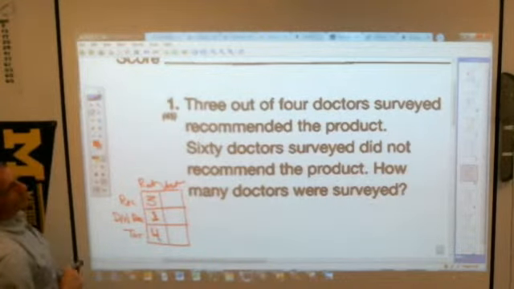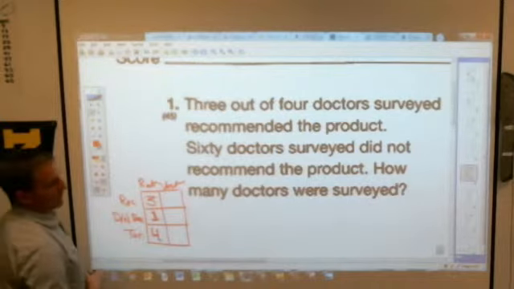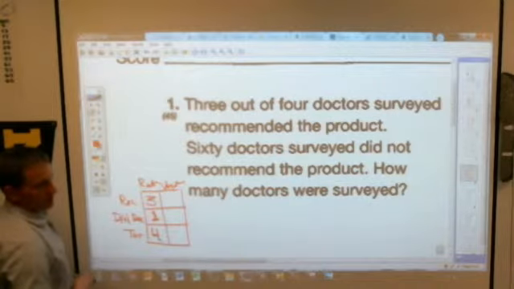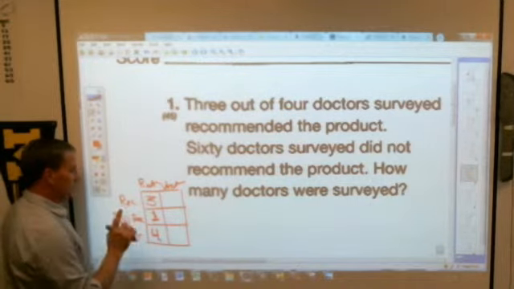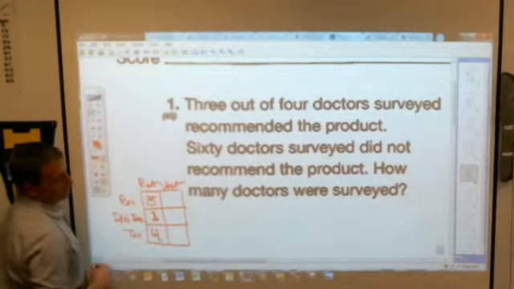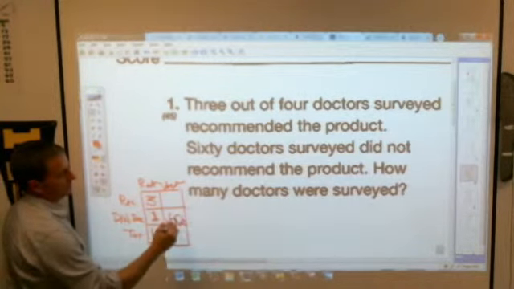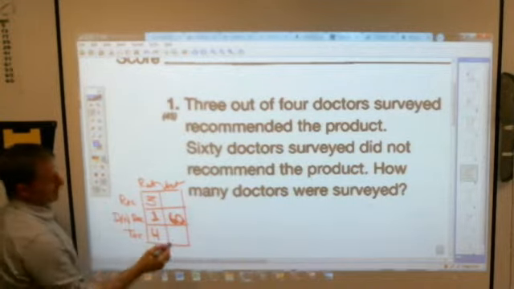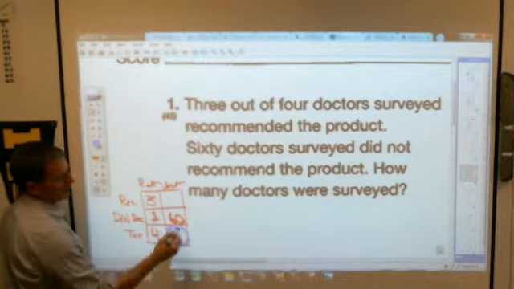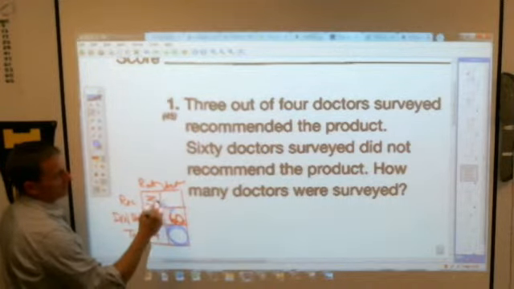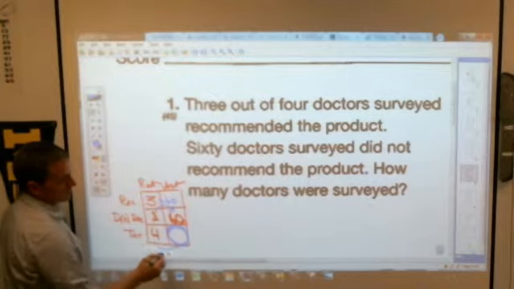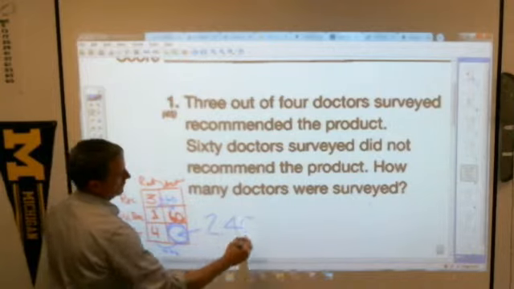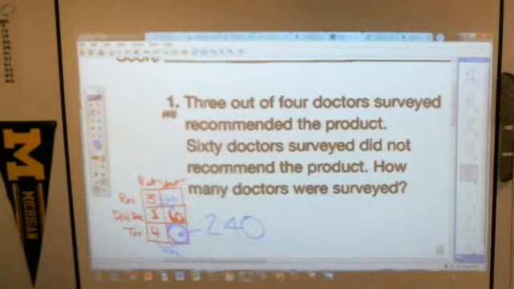Now what do we know? There were 60 doctors surveyed, did not recommend the product. Where does that go? The 60, how many recommended, how many did not recommend, or how many total doctors there were? So that goes here. And they want to know how many were surveyed, that's total. Which is pretty simple because how do you go from 1 to 60? Multiply by 60. 4 times 60? 240.